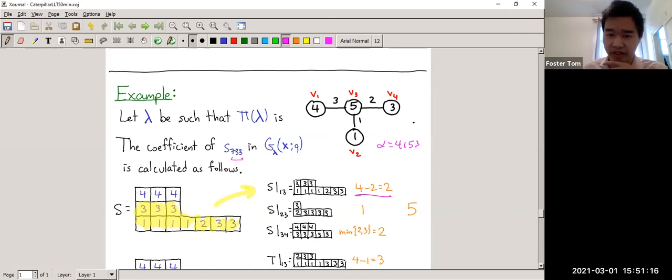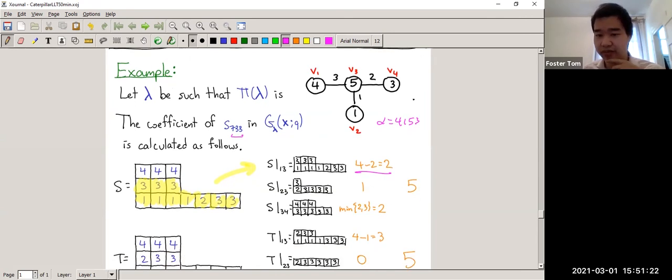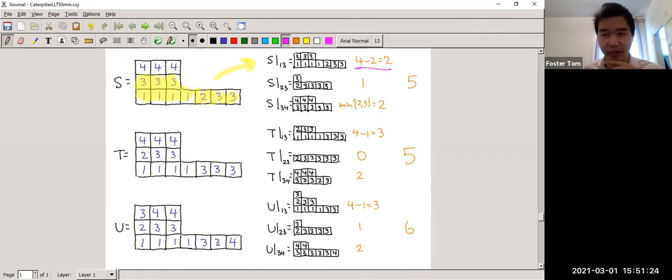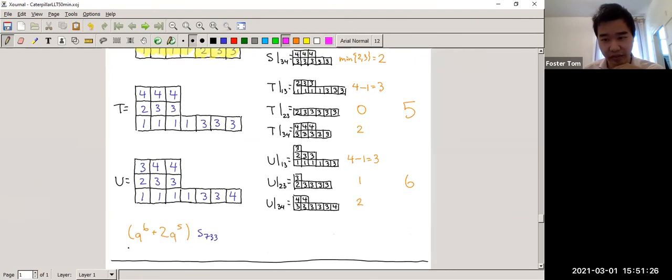For S23 and S34, it's basically the same thing as before. I add those numbers up and I get a 5. I do the same thing for the other tableaux, and this gives me the coefficient of the Schur function.